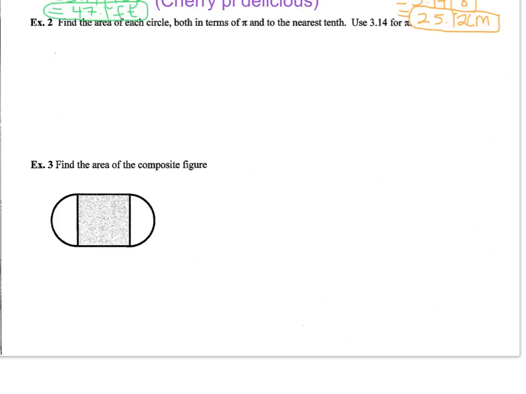So if cherry pie is not your flavor, maybe apple pie is more your flavor. So let's get out some apple pie for area.